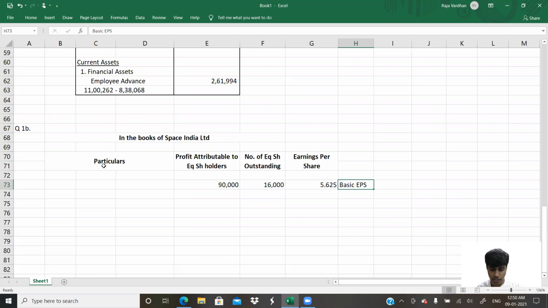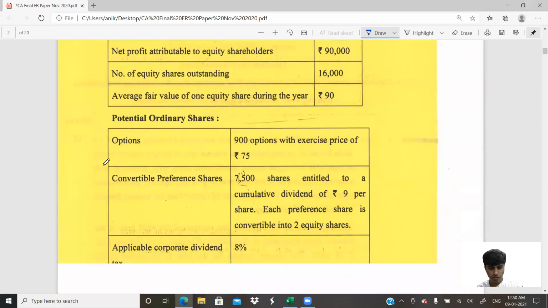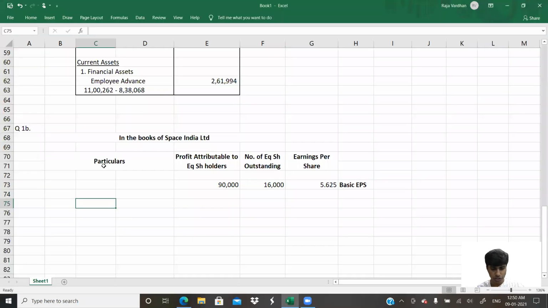Basic EPS. You guys get that? So basic EPS is 5.625. Let us go ahead now. So let's do one after the dilution. So what are the total potential equity shares or potential ordinary shares?